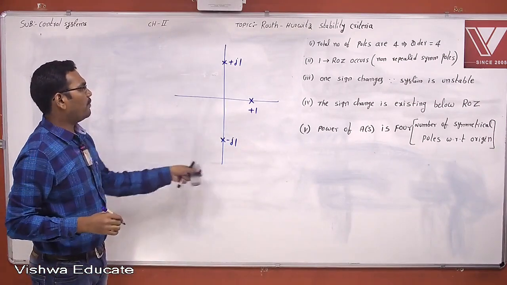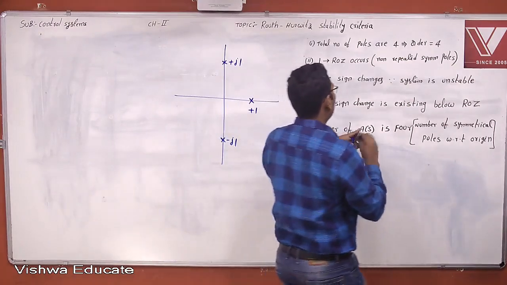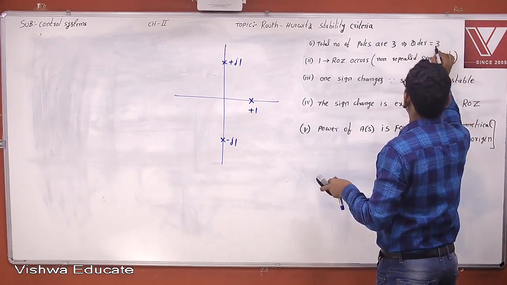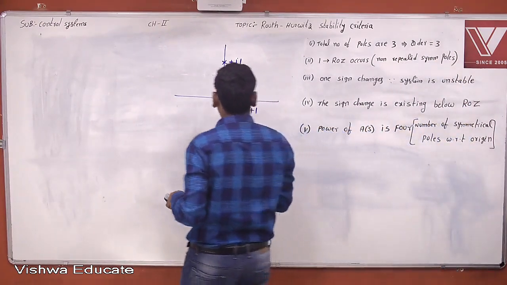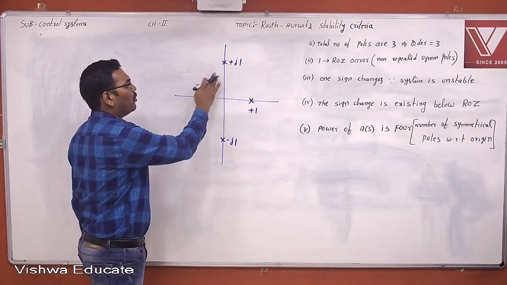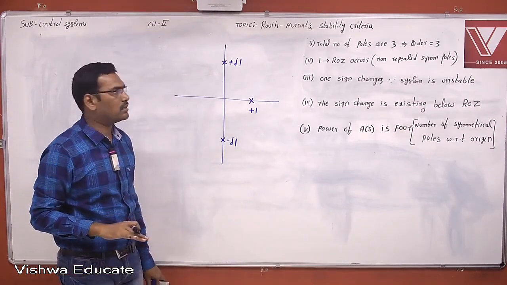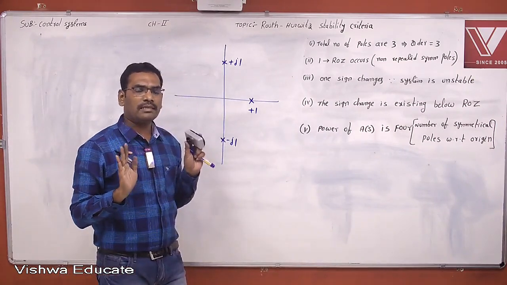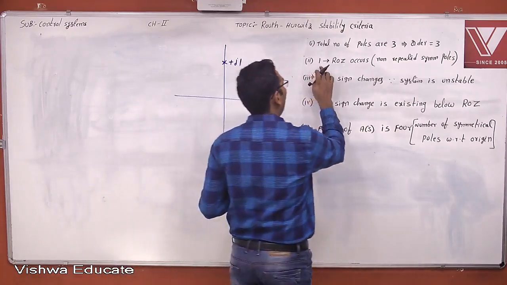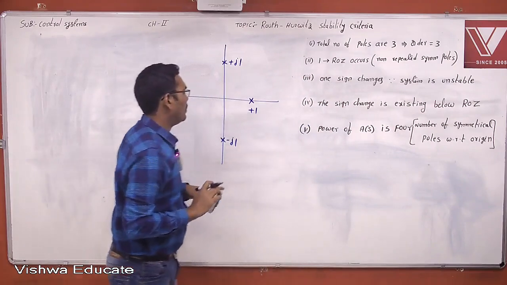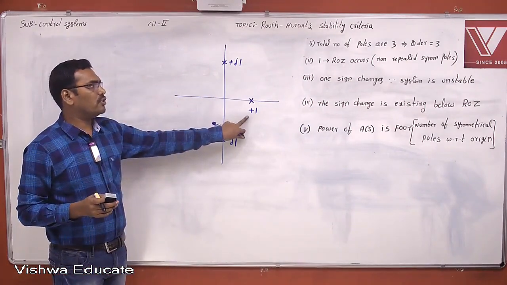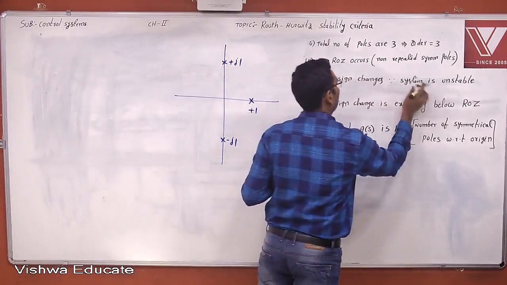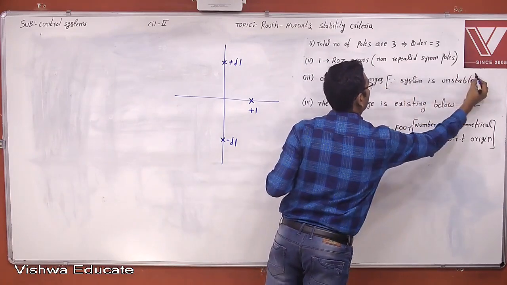Total number of poles are 3. Therefore, the order of the characteristic equation is 3. So the non-repeated symmetrical poles: if the poles are symmetrical and non-repeated, then there is one row of zeros, right? Now there is one sign change, because one pole is on the right hand side, one sign change, the system is unstable.